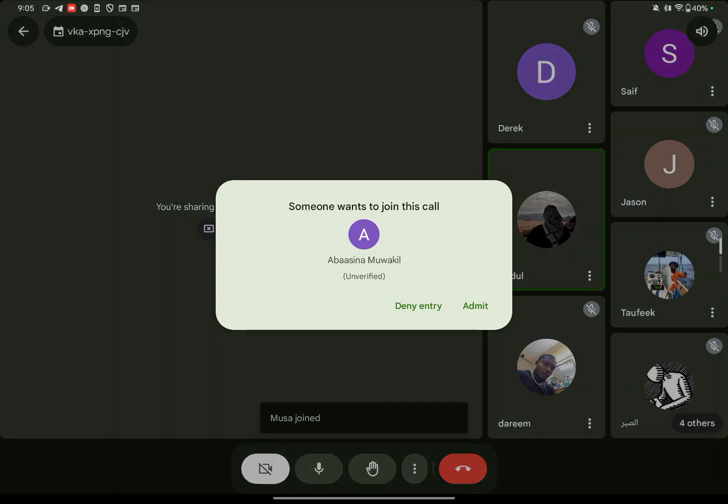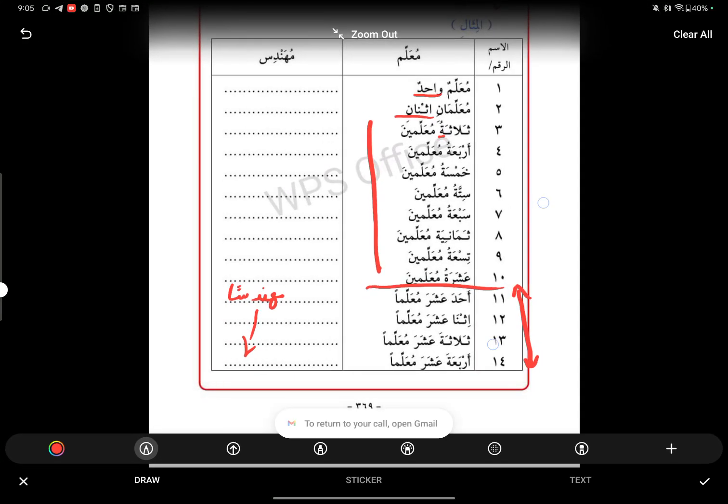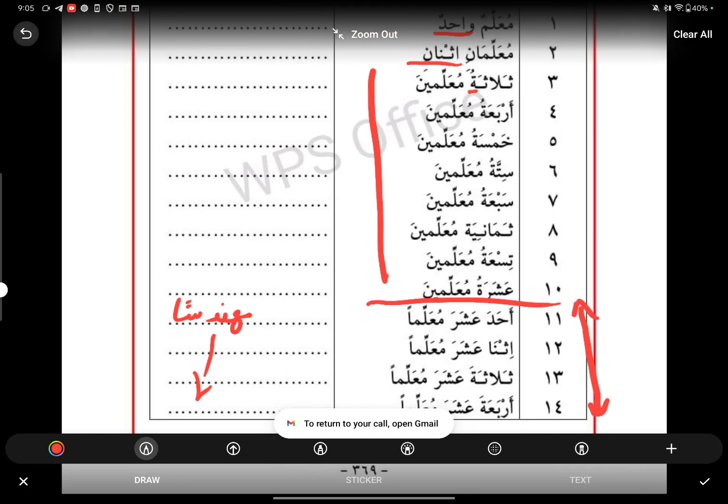Mutanna, yeah. But from 3 to 10, we use the plural form of the noun, the jam' of the noun, which is muallimin. Then from 11 to 14, we start to use the noun in mufrad, in singular, but we say it with a fathatan: mualliman. Now from that example, we're going to apply it to the word muhandis.